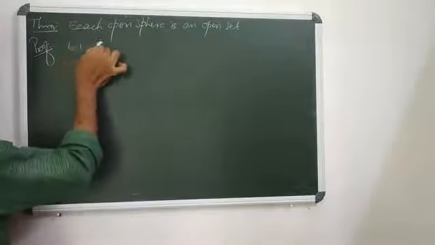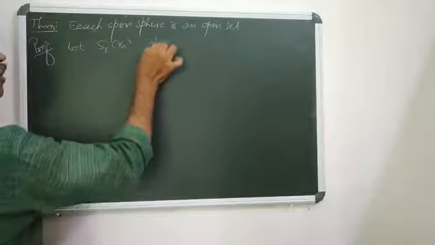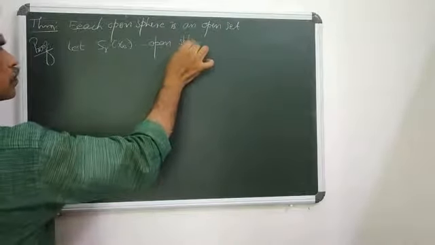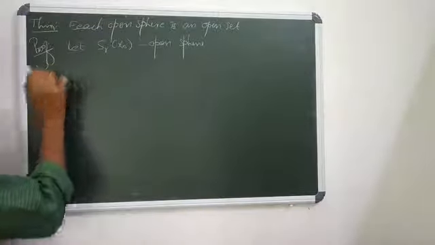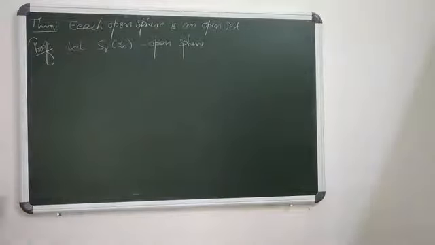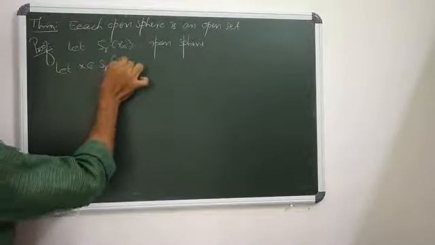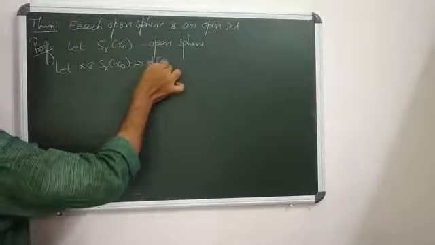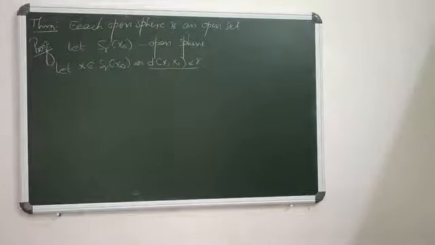Let S_r(x0) be an open sphere. Now to show this S_r(x0) is an open set, let x fall in S_r(x0). By the definition of S_r(x0), that means the distance between x and x0 is strictly less than r.